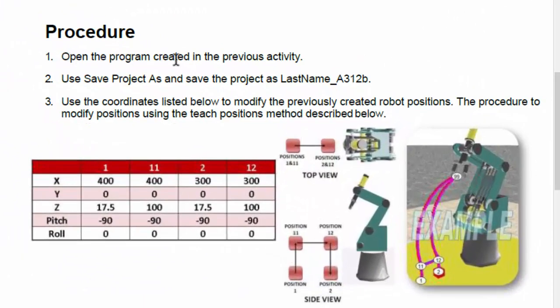First thing you need to do is open up the program you created from your pick and place. When you get a chance, go ahead and save this new file with your last name and just call it teach positions or something of that nature. So let's look at procedure step 3 here. We need to teach our robot to go to the same positions we did last time, 1, 11, 12, and 2, but we're going to use something else called the teach positions, and we're going to be using these coordinates here.